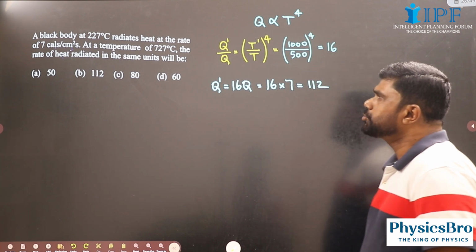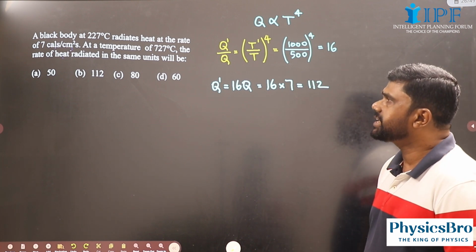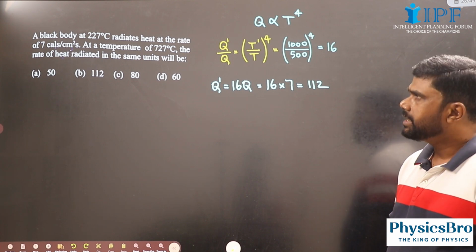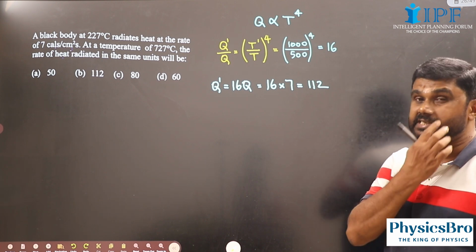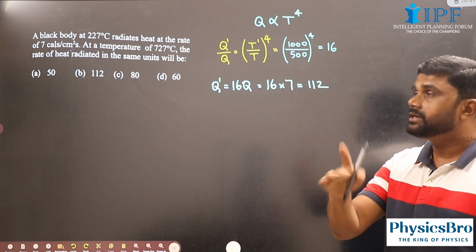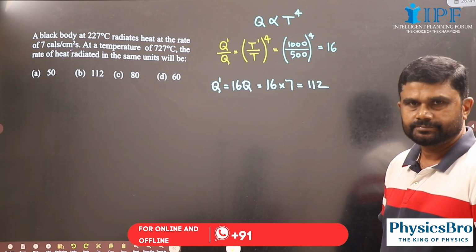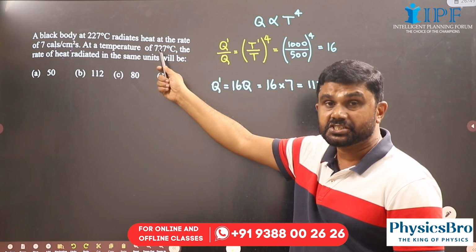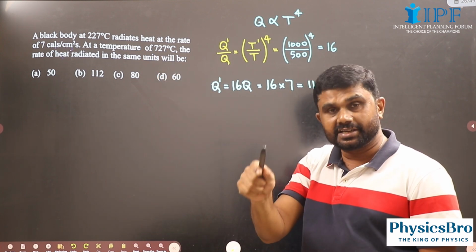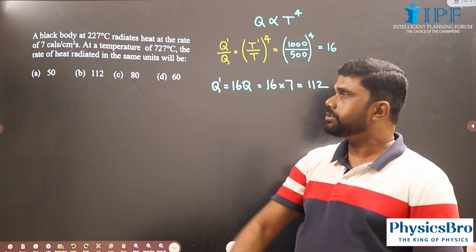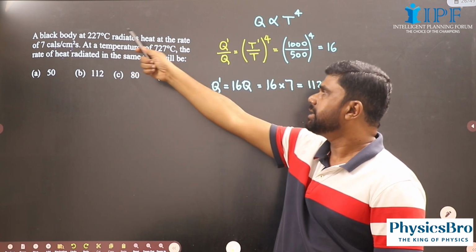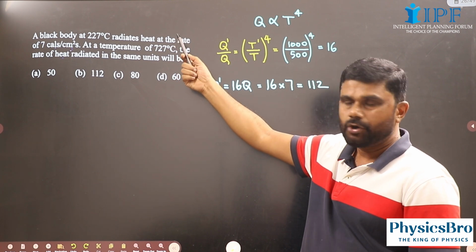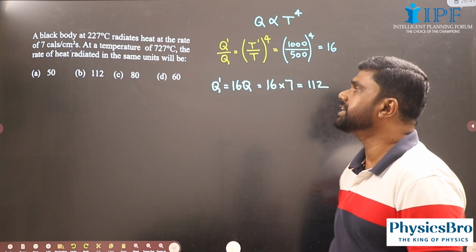Now, a black body at 227 degrees Celsius radiates heat at a rate of 7 calorie per centimeter square per second. That 227 degrees Celsius is actually 227 plus 273, which is 500 Kelvin. And this is 500 degrees Celsius more. Change in temperature in degrees Celsius and Kelvin are the same. So if this is 500 Kelvin and this is 500 degrees Celsius more, then it will be 500 Kelvin more, or this is 500 Kelvin and this is 1000 Kelvin.